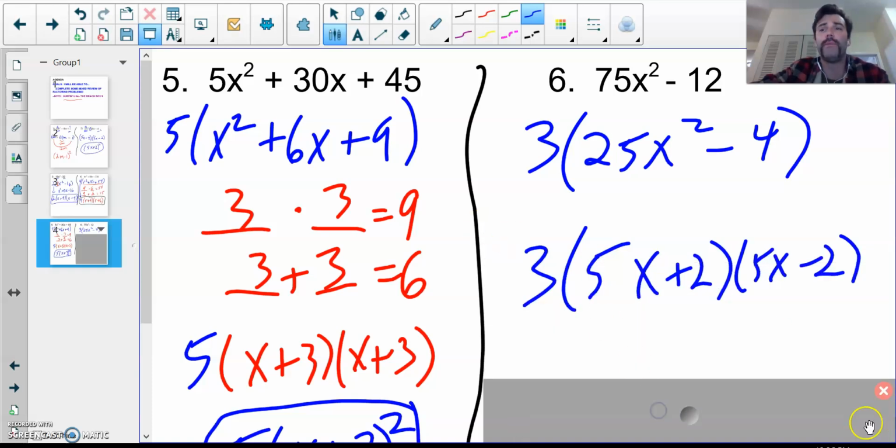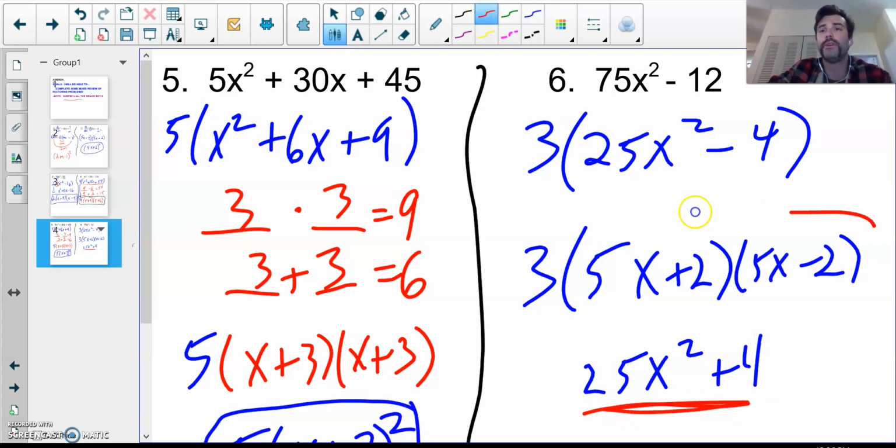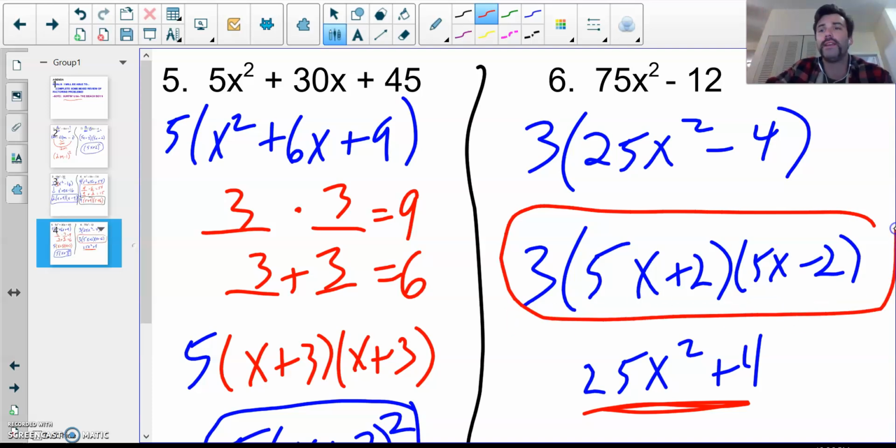Now, I'm going to give you a little sidebar here. If I had 25x squared plus 4, this is not factorable. That's completely different. It has to be subtraction. I know we've said this before. It has to be the difference of two perfect squares. It can't be the sum.